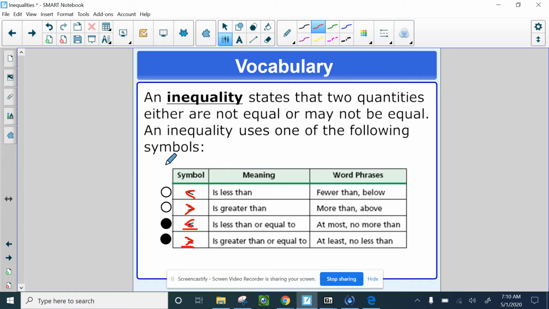Now you'll notice I also have some circles drawn over here on the side of my table. When we're graphing, we're either going to use an open circle on the number line or we're going to color that circle in. You'll notice that the less than and the greater than symbol both have open circles, whereas the ones that are less than or equal to and greater than or equal to are colored in. So whenever a number is equal to it, I'm going to have the colored in circle.